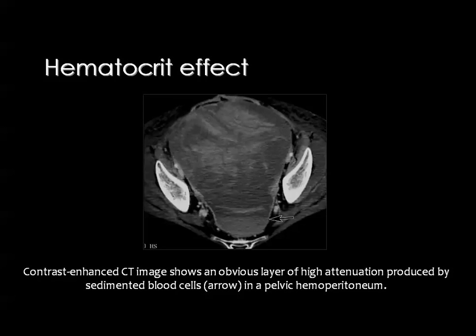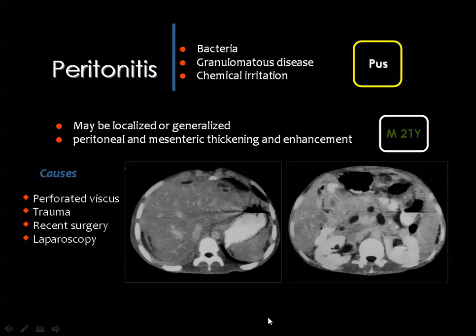The hematocrit effect means that the hemorrhage will sediment in the dependent portions of the peritoneal cavity, forming a sedimentation level. And this is an example of hemoperitoneum, and you see the hyperdense blood which is sedimented posteriorly, forming this sedimentation level, which is known as the hematocrit effect.